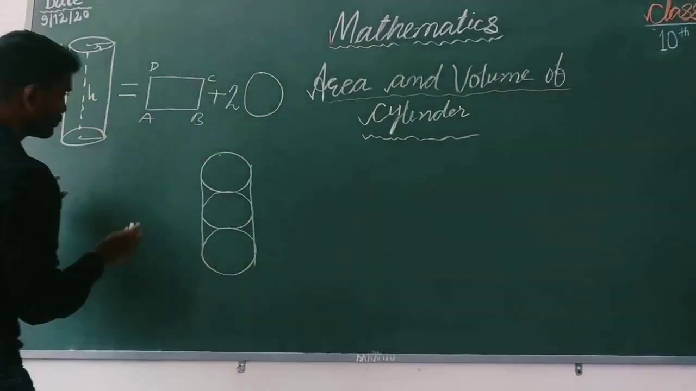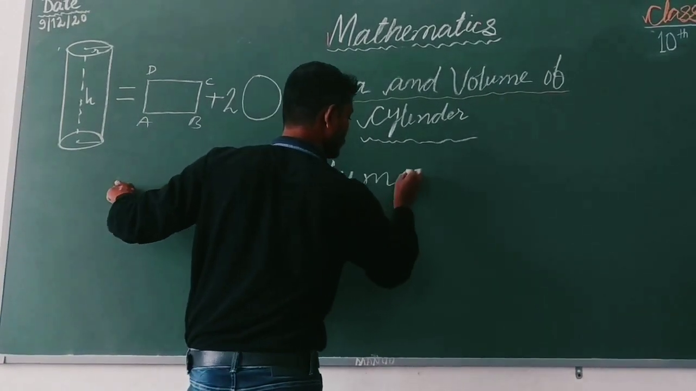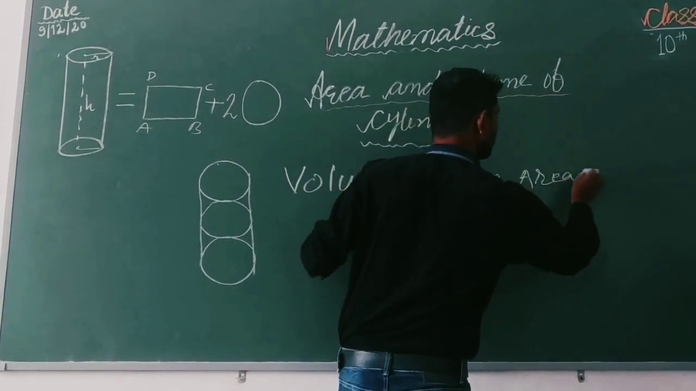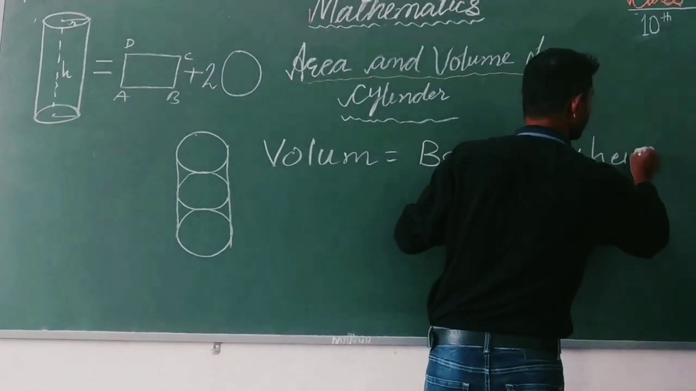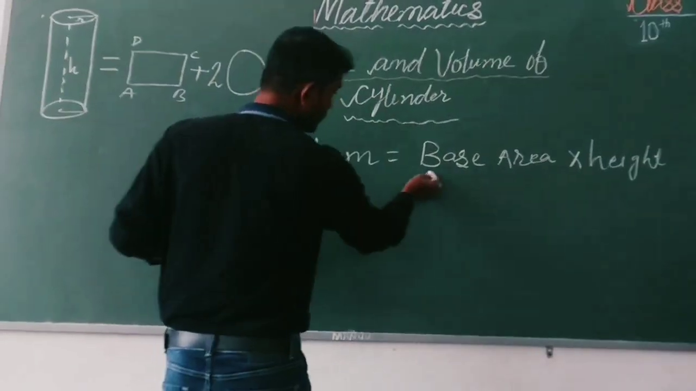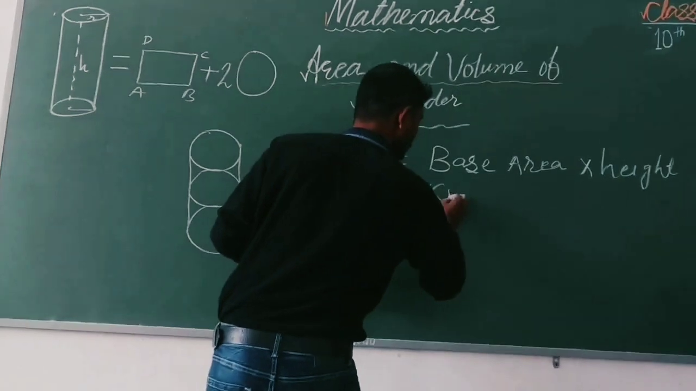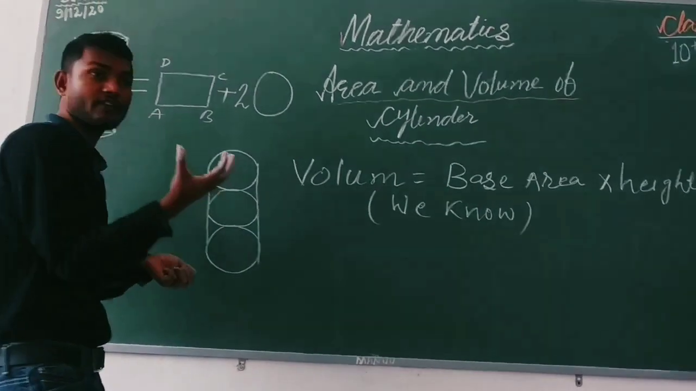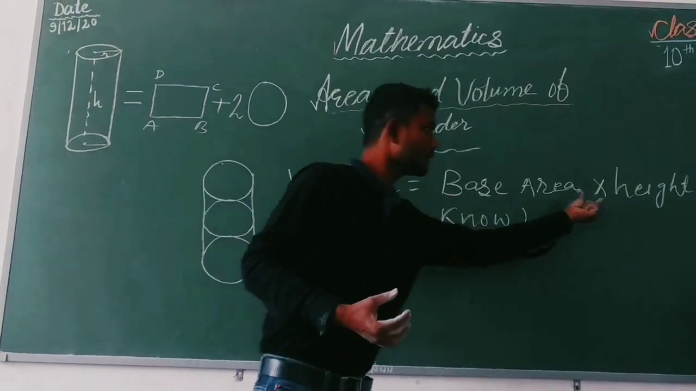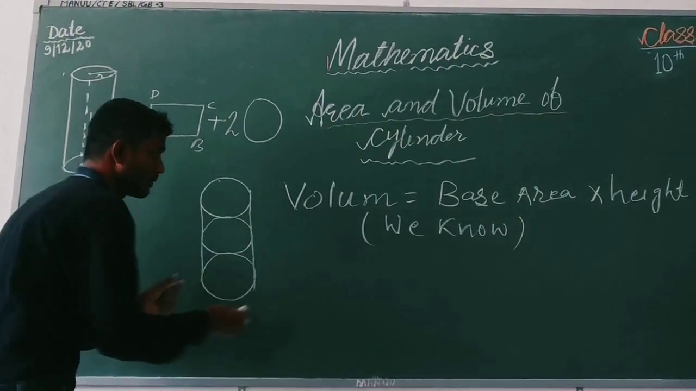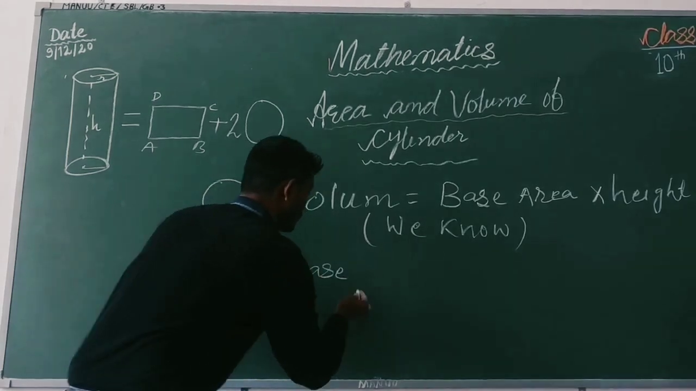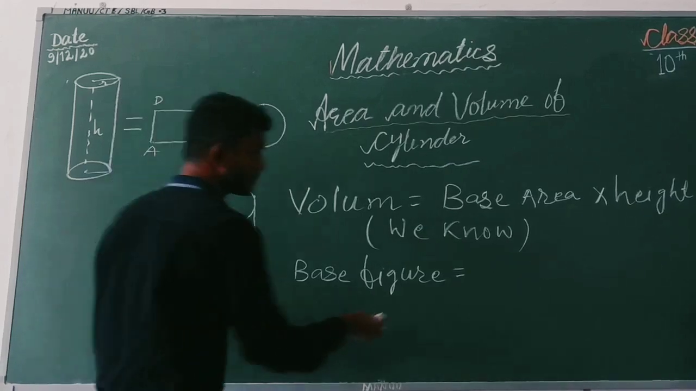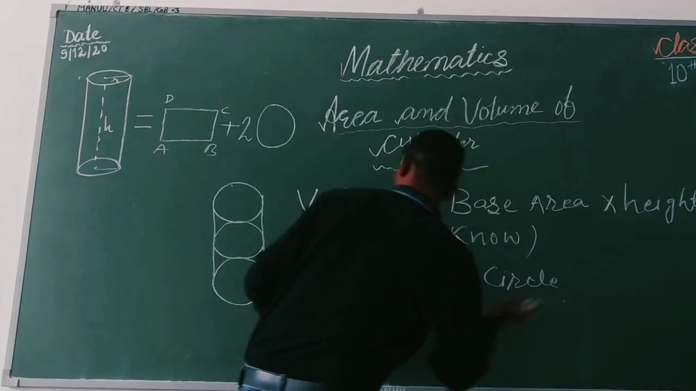the volume, which equals base area into height. This is V. The volume of any closed figure will be base area into height. Here the base figure is a circle.